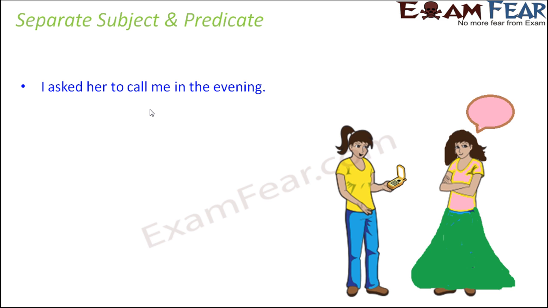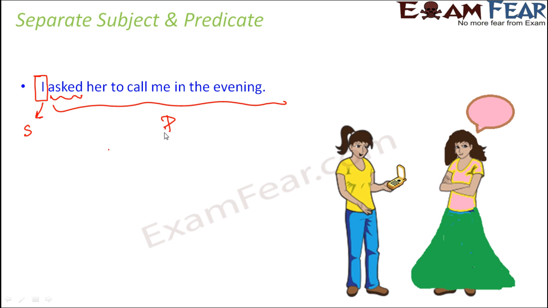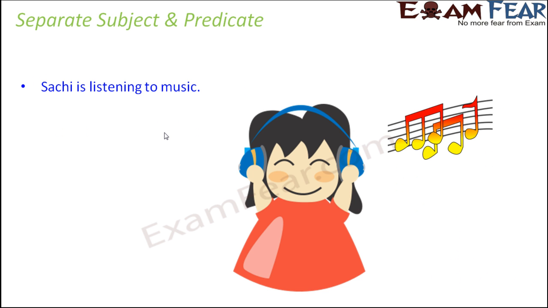Let's look at the next one. I asked her to call me in the evening. So in this sentence, first let us try to identify the verb. So the verb here is asked. Now try to frame a question. Who asked her to call me in the evening? So I asked her. So in this case, I is the subject and the remaining part of the sentence is the predicate. Moving on to the next sentence, Sachi is listening to music.